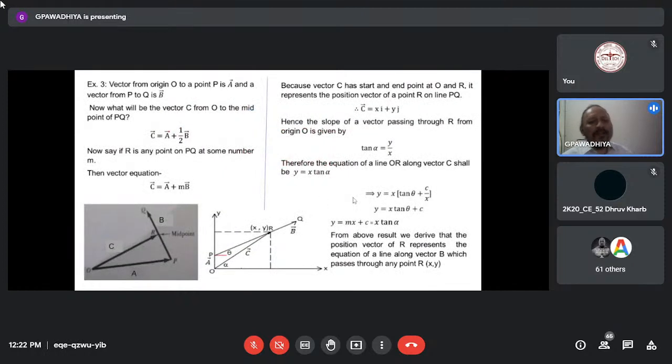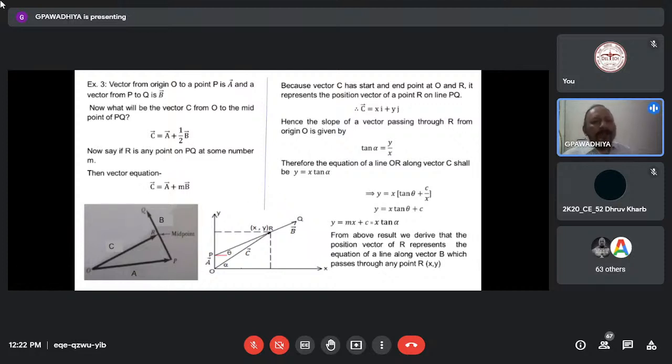Now let's discuss a third example. This is a very important example, and an interesting one also. From the vector we can find the equation of a line, and this is applicable in the case of planes also. This is a very interesting relation. It's used in finite element analysis, when we apply it to plates. So it's a very good example.